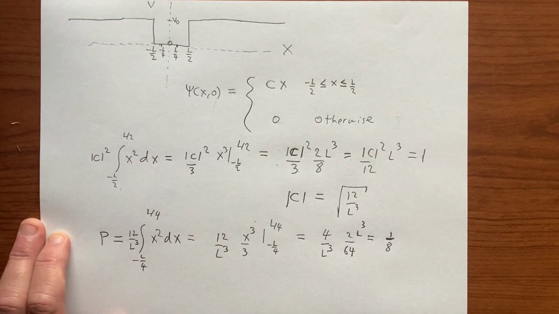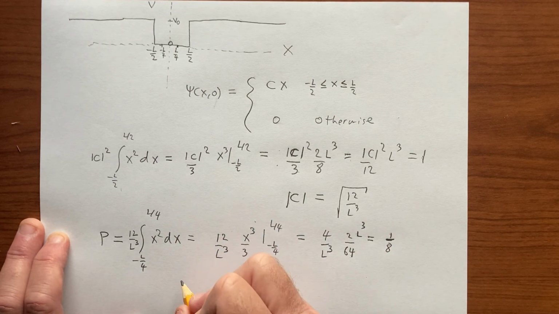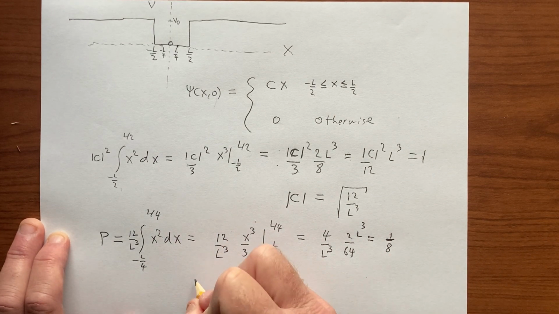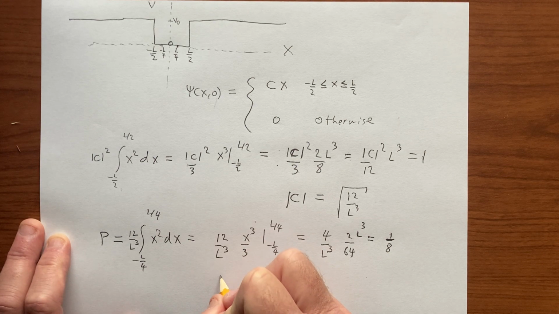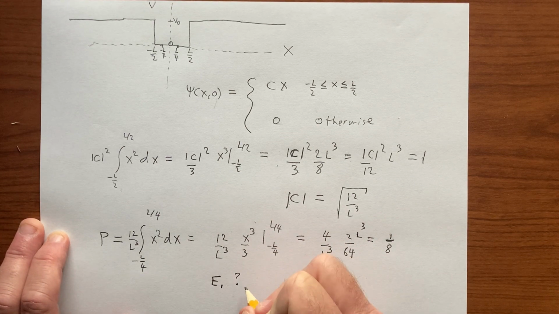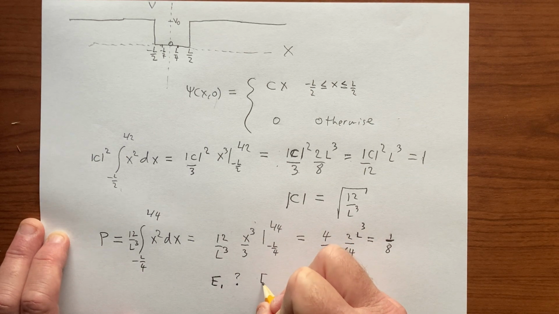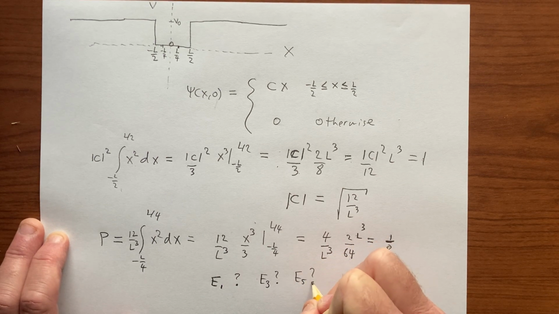So let's now estimate or determine the probability that if we make a measurement of energy, we'll get the ground state. So E1 is the ground state. What is the chance that we're going to get the ground state? What's the chance that we get not the first excited state, but the next excited state, and so on?